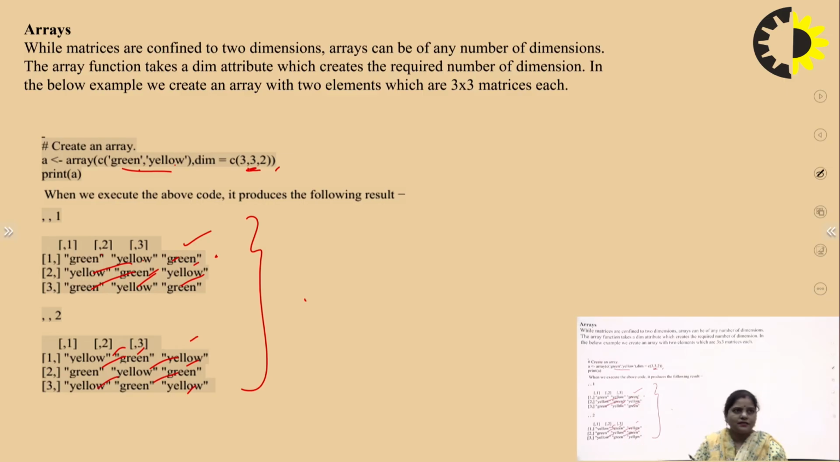So, that's why in the dim attribute we are mentioning the elements 3, 3 for the 3 cross 3 matrix and 2 is representing the 2 matrices. First one is this and second one is this.